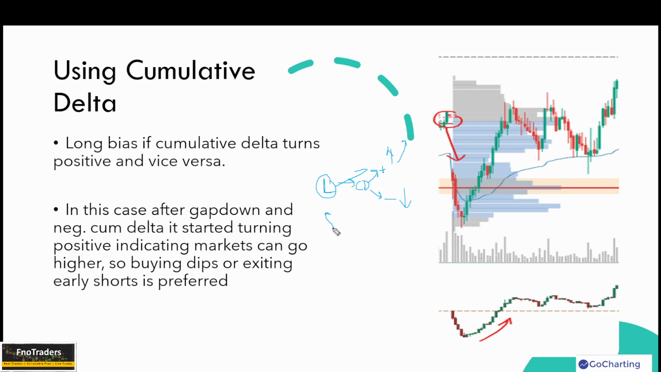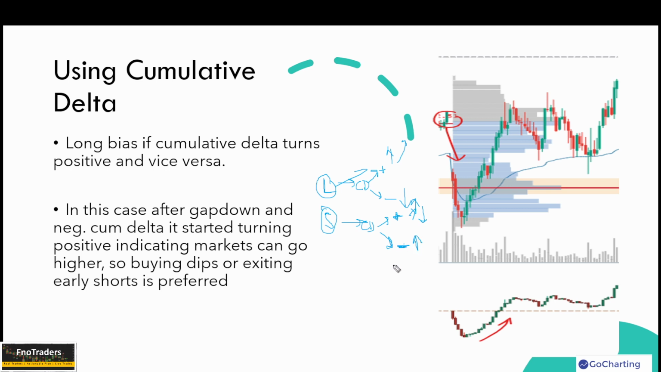Similarly on the short side, if my signal is short and my cumulative delta is positive, then it's bad for the trade, so I look to exit earlier. If my cumulative delta is negative, then it's good for the trade, and I'll try to hold my trade longer and look for a bigger trade.